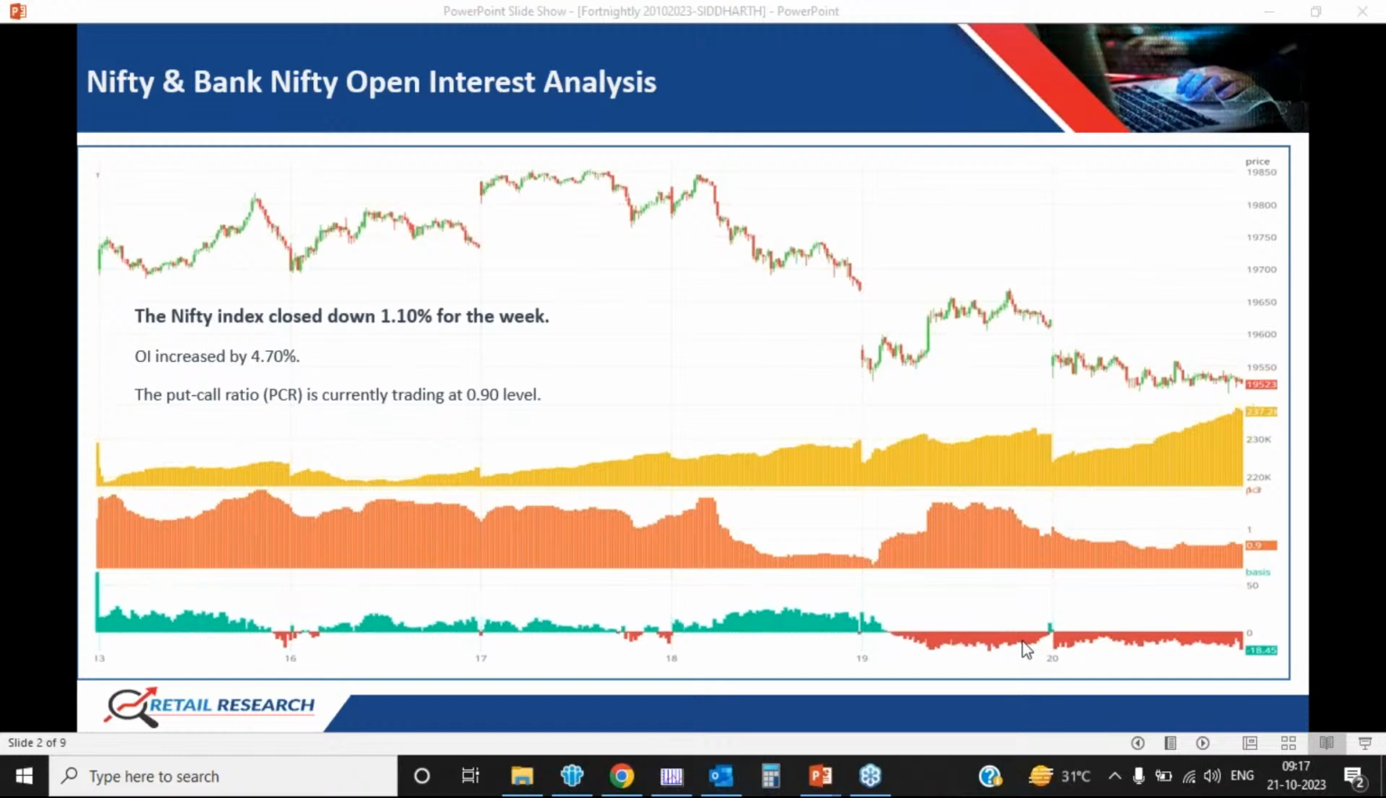Moving to the put call ratio, it is currently hovering around the 0.90 level, positioned neither close to the overbought nor the oversold level, indicating a balanced sentiment among the market participants. Now let's shift our focus to Bank Nifty.